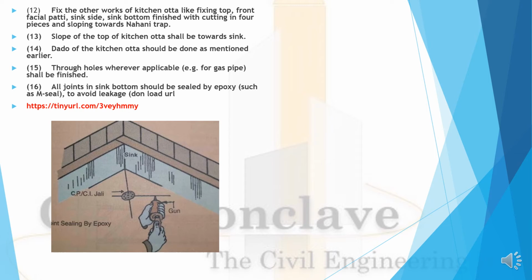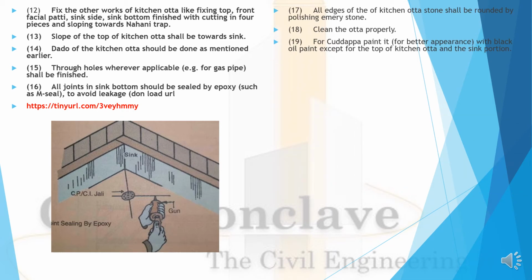Dado of the kitchen platform should be done as mentioned earlier. Throw holes wherever applicable for gas pipes, etc. All joints in the sink bottom should be sealed by epoxy. This is the URL which will be given to you to download the picture. See here how it is going to be fixed with the epoxy, as has been shown.